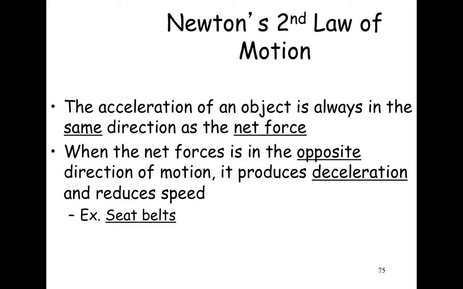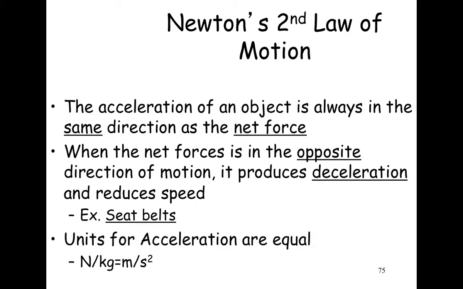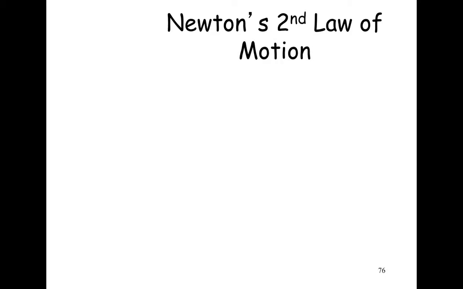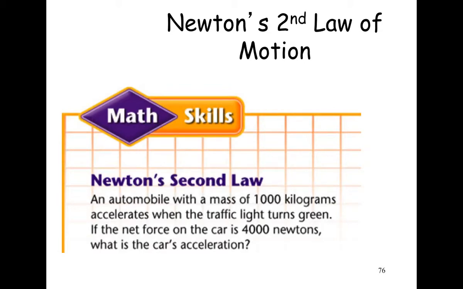The units for acceleration are equal. In other words, if I take a Newton, my force, and divide it by my mass in kilograms, I get the units of meters per second squared. So a Newton divided by a kilogram is the same thing as meters per second squared. The only really tricky part about this is you do have to make sure that your masses are in kilograms. All right, so let's look at a second law problem.